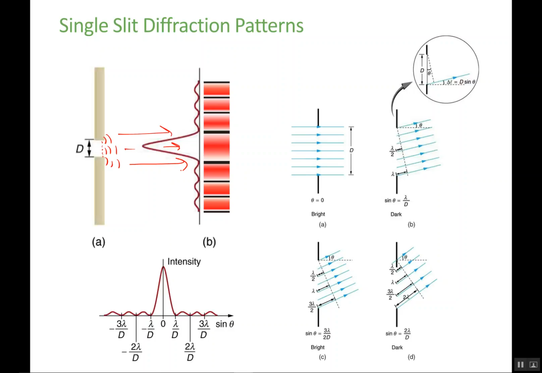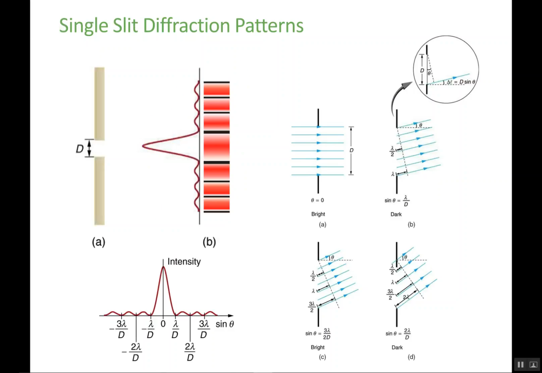So if you have a single slit, you can still have a diffraction pattern that looks very similar to the diffraction pattern of a double slit experiment. But the bright spots tend to be bigger and more spread out than in the double and many slit situation.